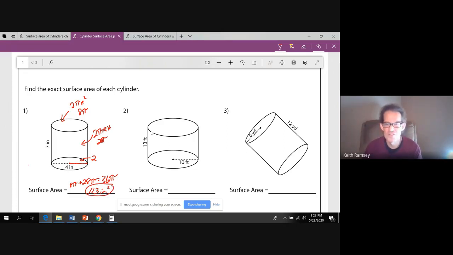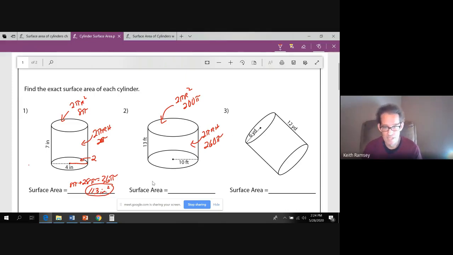Let's look at number 2. Hopefully you got there. So my top and my bottom is 2 pi r squared. So if the radius is 10, 10 times 10 is 100, times 2 is 200 pi. Now for my lateral surface, my formula is 2 times pi times the radius times the height. So if my radius is 10 and my height is 13, 10 times 13 is 130. 130 times 2 is 260 pi.